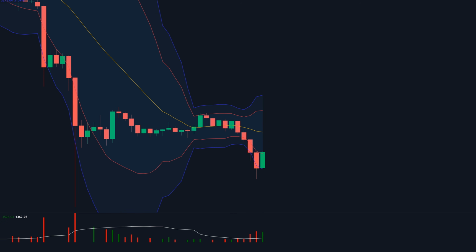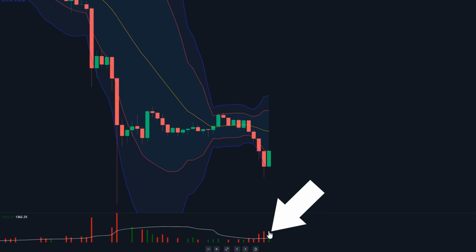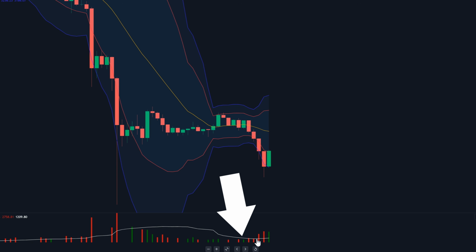The last condition is we need to make sure that this entry candle has a high enough bullish volume to push the price in the direction of our trade, which means this last histogram bar needs to be colored green and it should also close above this white moving average. All our entry conditions are met on this candle, so we take a long position.